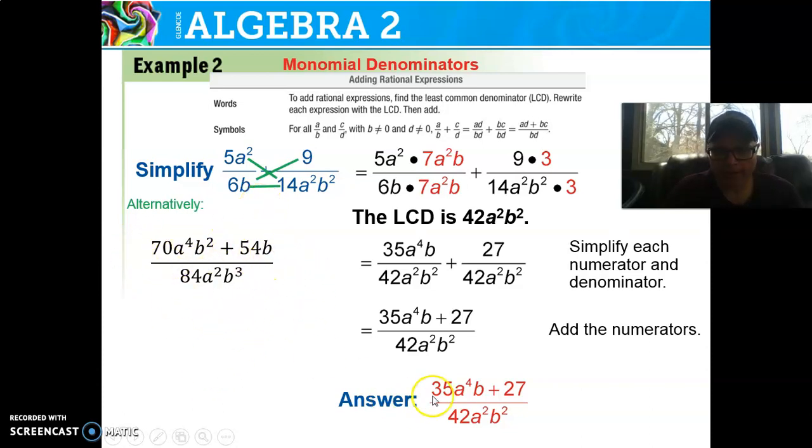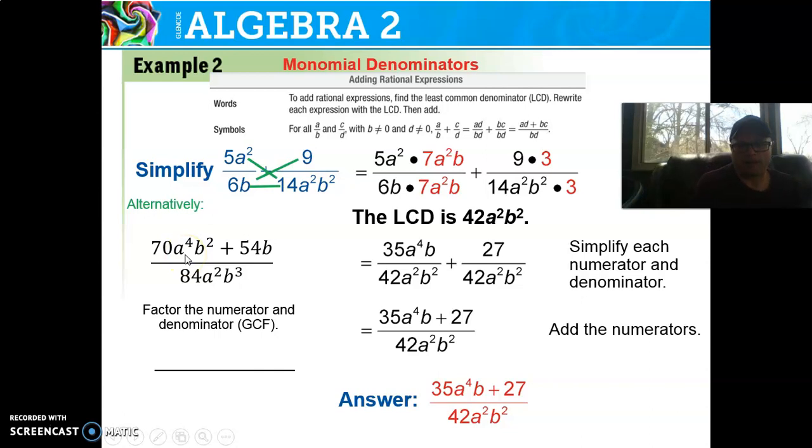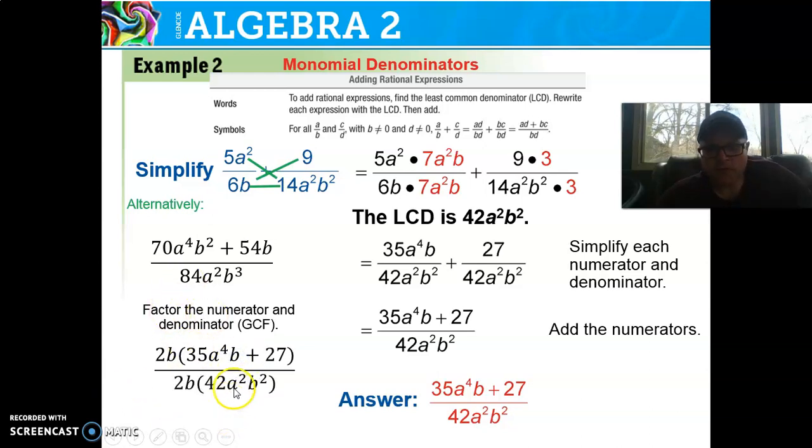Now that might not look like our answer that we got down here, but if we factor both the numerator and the denominator by using the GCF, we can take out a b and we can take out a 2 from the top. And that leaves us with 35a to the 4th b plus 27. And if we take 2b out of the bottom, then we're left with 42a squared b squared. And we can now cancel out those two b's, leaving us with the exact same thing that we got when we simplified. So you need to decide if you want to multiply first and then it's already simplified, or if you want to use my little butterfly method of cross multiplication and then factor out the answer.